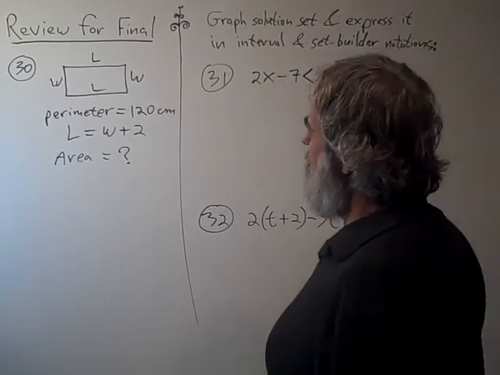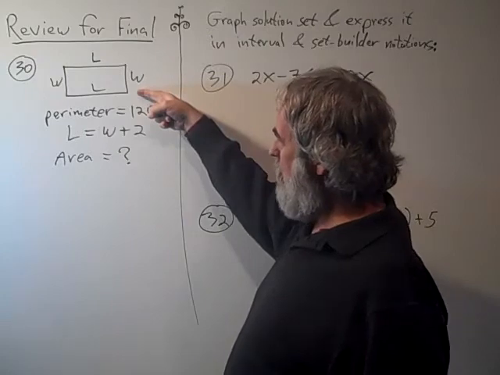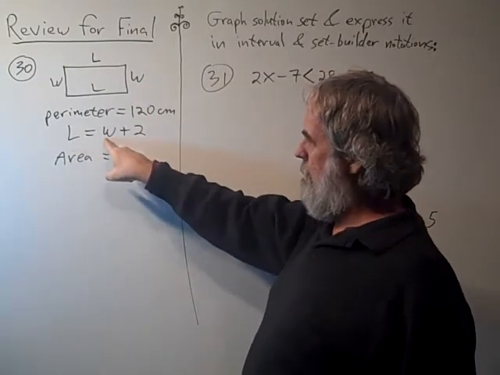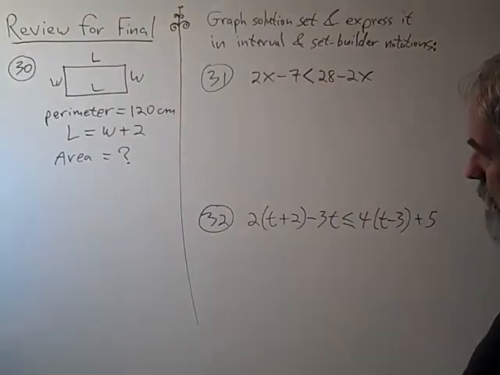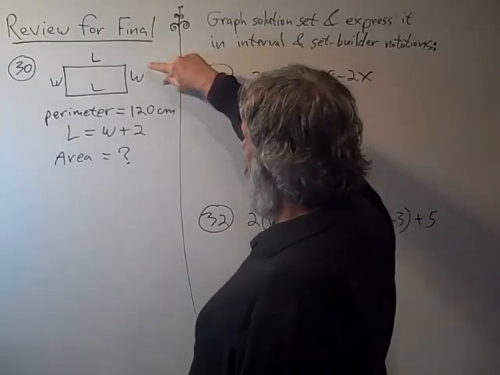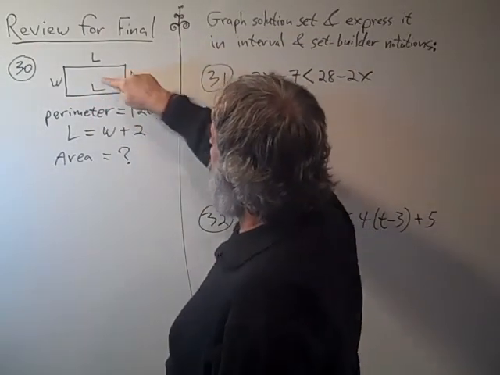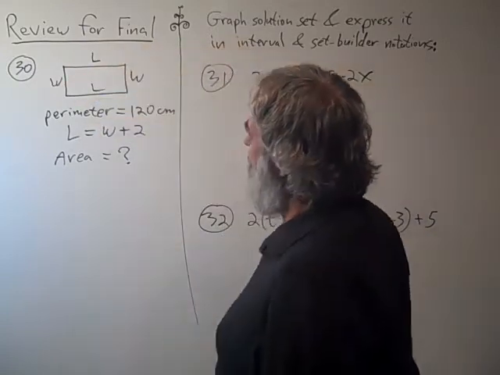In problem 30, we're told a certain rectangle has perimeter 120 centimeters, and that its length is 2 more than the width. We're asked to find its area. So here I've drawn a diagram, a picture of the rectangle in question, with the length and the width labeled.